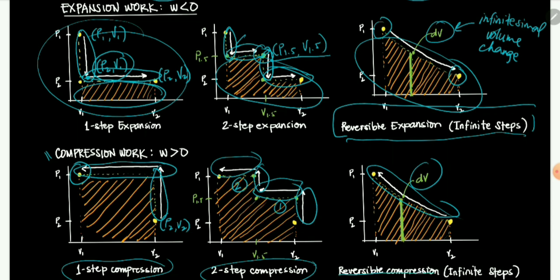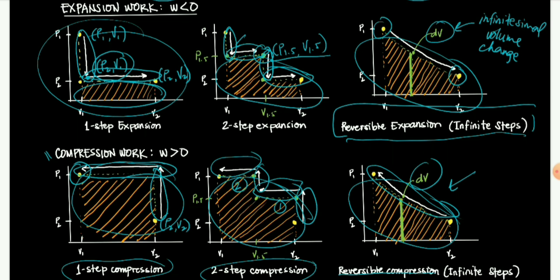So mapapansin nyo, as you increase the number of compression steps, pababa ng pababa yung work required to compress the gas. So pinakamalaki yung work required kapag isang step lang. Kapag 2 steps, okay, mas mababa yung work required. Pinakamababa yung work required kapag reversible compression. Although, you cannot do this in real life kasi this means that you have to do the compression step infinite times. Okay? So, ito yung explanation kung bakit path function yung W.